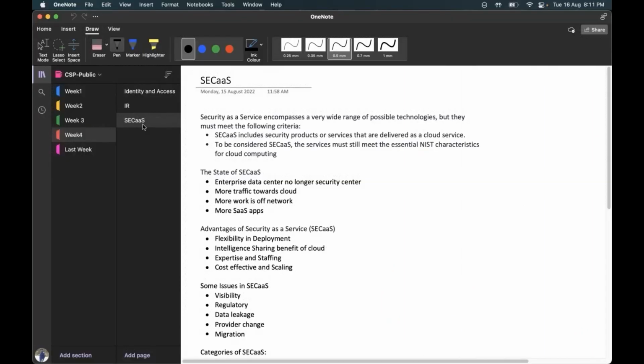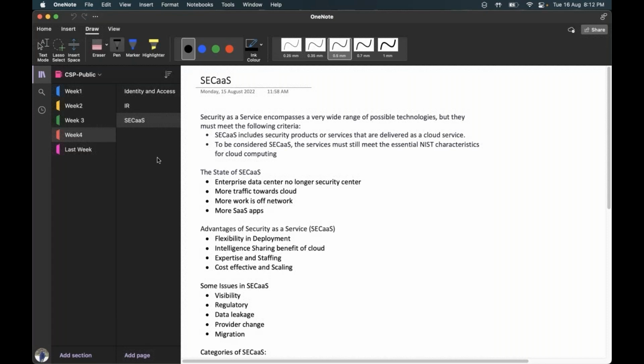So now, when we are discussing this whole flexibility, deployment, and expertise, what is the first? Security as a service. Security as a service providers offer different capabilities as cloud services. This includes dedicated security as a service providers, as well as packaged security features from general cloud computing providers. So security as a service encompasses a very wide variety of possible technology, but they must meet some of the criteria.